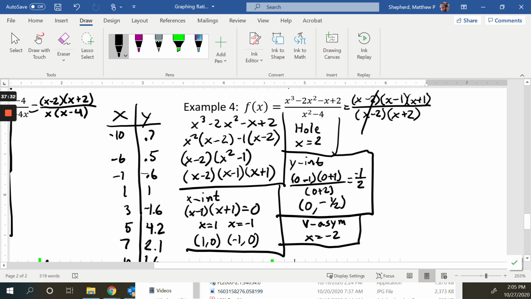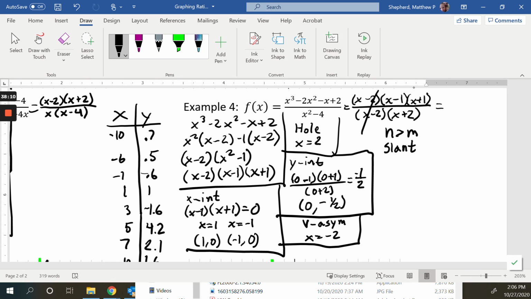Okay, and now let's also talk about degree here. The degree of the top is greater, so the degree of the numerator is greater than the degree of the denominator, and that means a slant. So we are going to have a slant asymptote now. Slant asymptote is going to require us to do some simplification of this up top, and then we'll do some division.